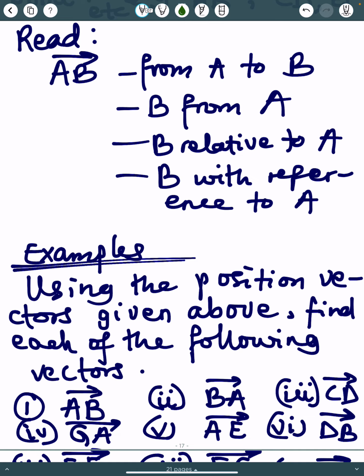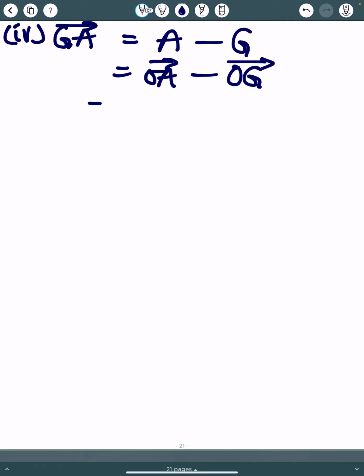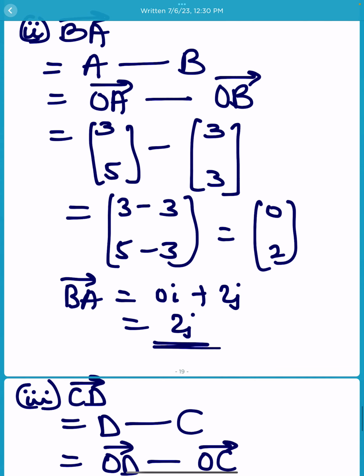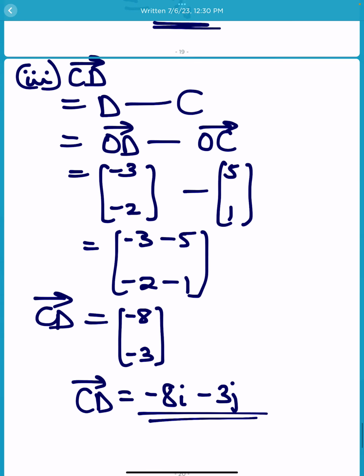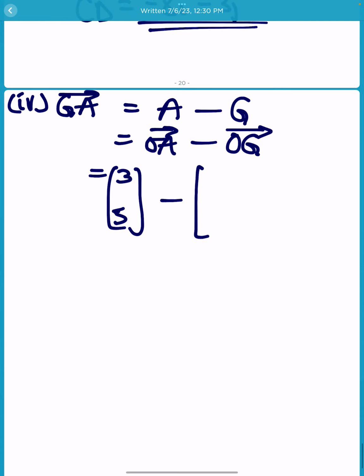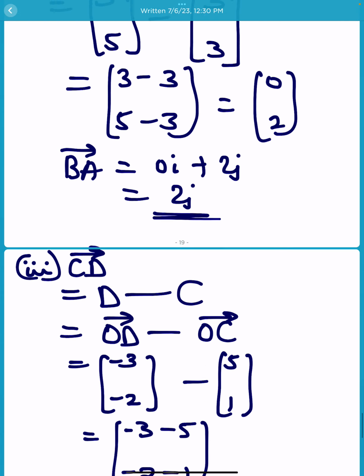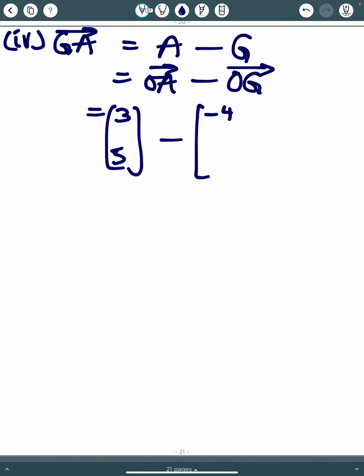All right, next is question 4, relative vector GA. GA is A minus G, which means the same thing as the vector OA minus the vector OG. So vector OA, let me check again, is 3i plus 5j. I'll keep that here. Then vector OG is what? Let's go back up. I'll be writing each one down now. Vector OG is minus 4i plus 1j.